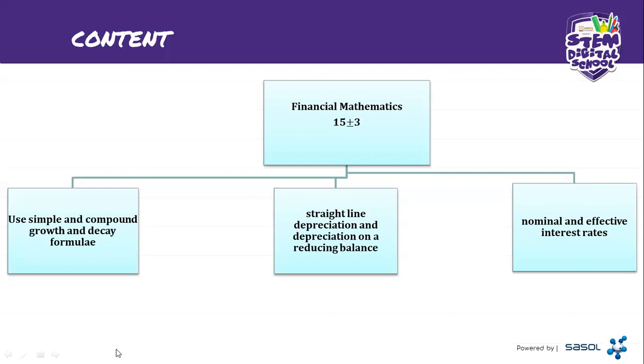And then the second one is the straight line depreciation and depreciation on reducing balance. Those are two methods: the straight line method and the reducing balance method under depreciation. And the last one is the nominal and effective interest rate, where you are going to be calculating nominal to effective or effective to nominal. So we have a specific formula for that. It's very important to know how to calculate using that formula.